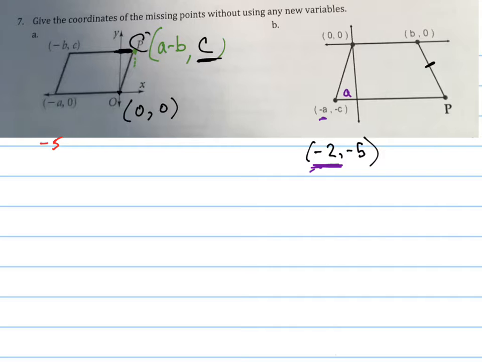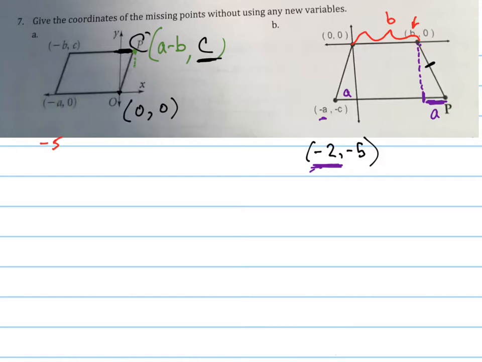Correct. Now, if that's A, what else can we do? Watch this. -5 is y. What would this distance be right here? That would also be A. Now what's this distance right here? It's B, because it tells you that right there. That's (B, 0). This distance is B.